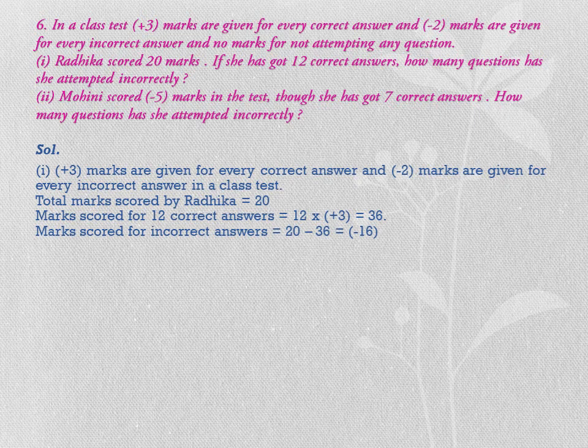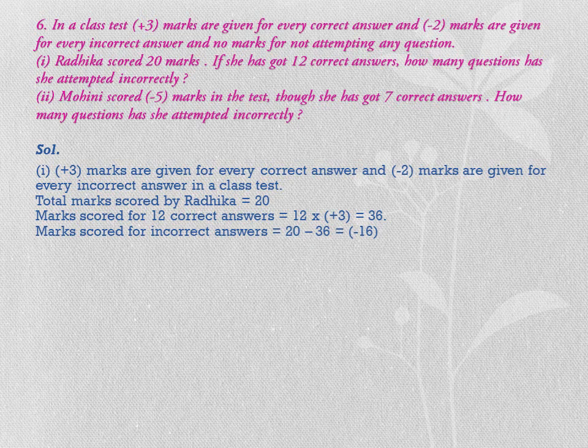Positive 3 marks are given for every correct answer and negative 2 marks are given for every incorrect answer in a test. Total marks scored by Radhika is equal to 20. But she has attempted 12 correct answers. You know that for 12 correct answers itself, she must get 12 into positive 3 is equal to positive 36. But here the total score is positive 20 only. Therefore, the remaining marks she lost by making some incorrect answers.